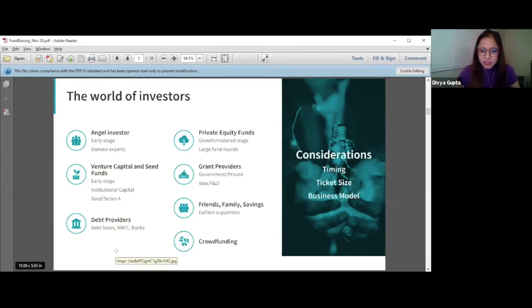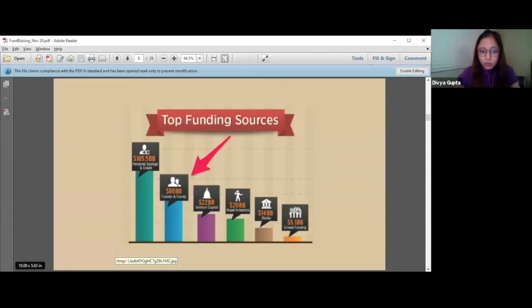So to prove this, this is one of the global graphs that we have. Personal savings and friends and family is actually the highest capital source which has gone into early stage companies. It makes sense to put in your money to validate your business model, do some kind of proof of concept, and then go to a venture capital instead of going to a venture capital right up front. It makes for a better business case when you tell them, hey, I've put in my own money and see where I've come using my limited capital, and I want to use your capital to grow it further. It just creates more weight to your story.